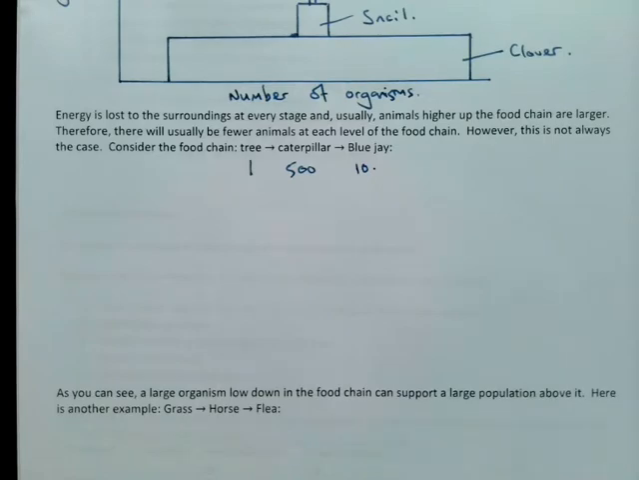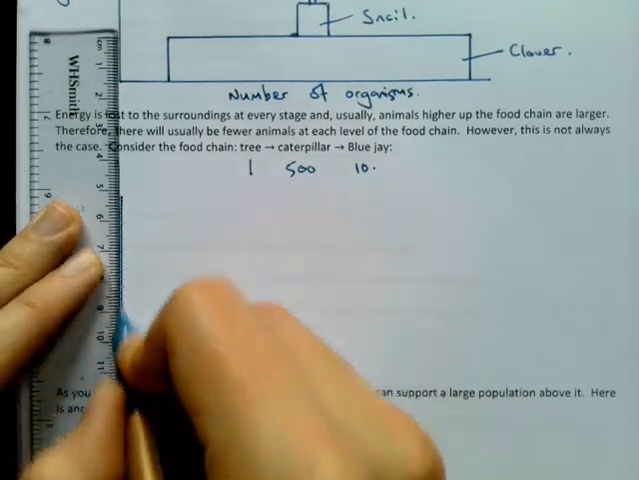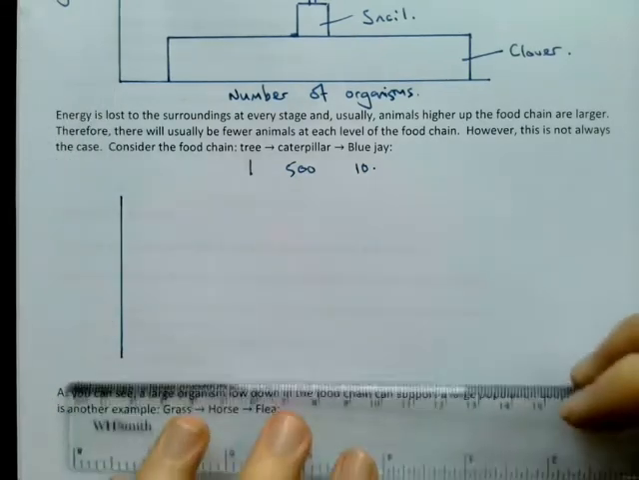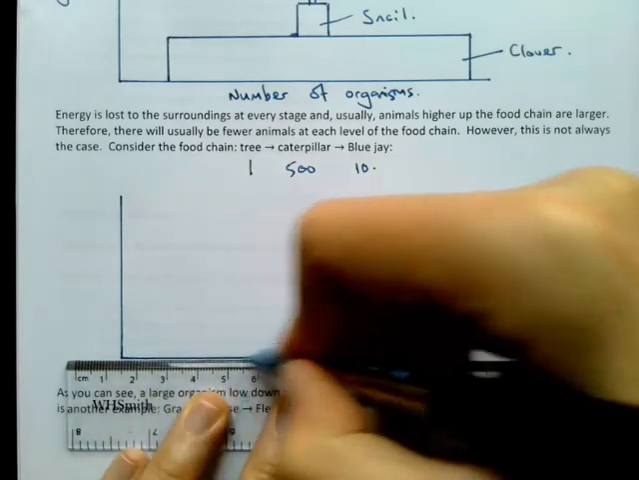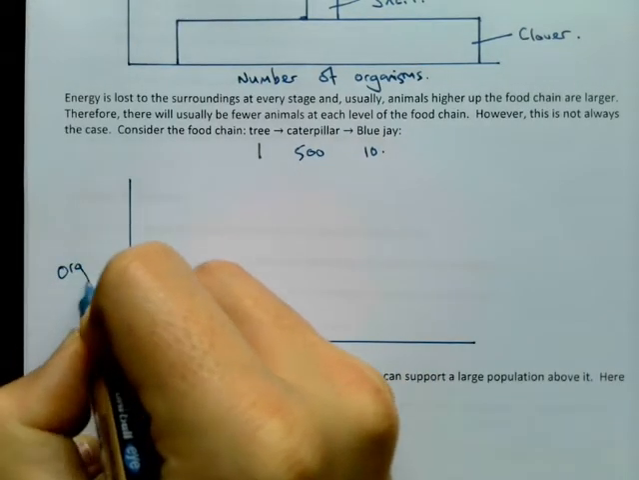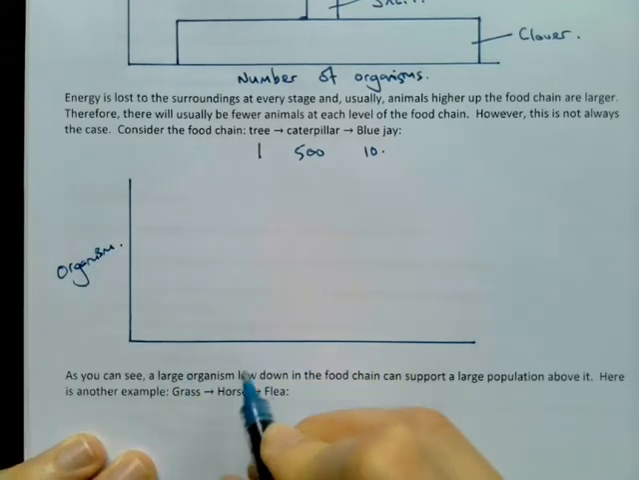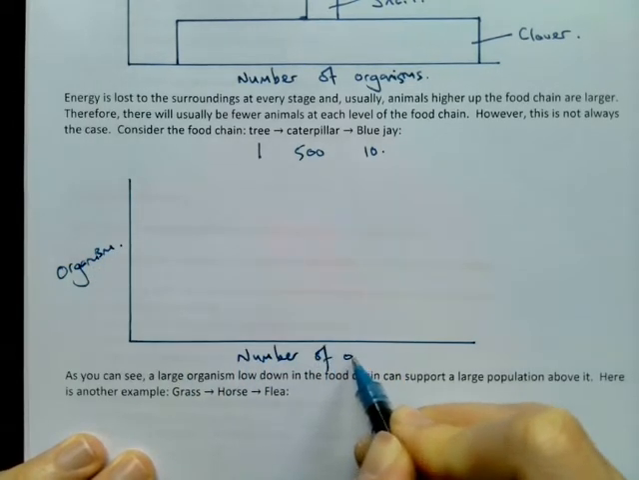Now, if we draw out that pyramid of number the same way that we drew out our last one, you'll see that it looks a little bit funny. All right, so remember, we need to label the axes. This is our organism, and this is the number of organisms.